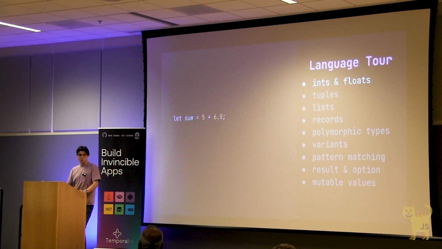And now you may be asking, what happens if I try to add a float and an integer? Well, you're going to get an error in your editor and a compile time error that says this expression is type float, but an expression was expected of type int.